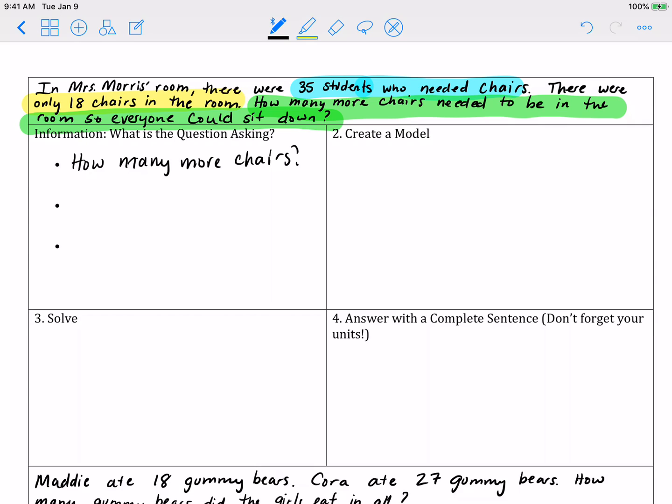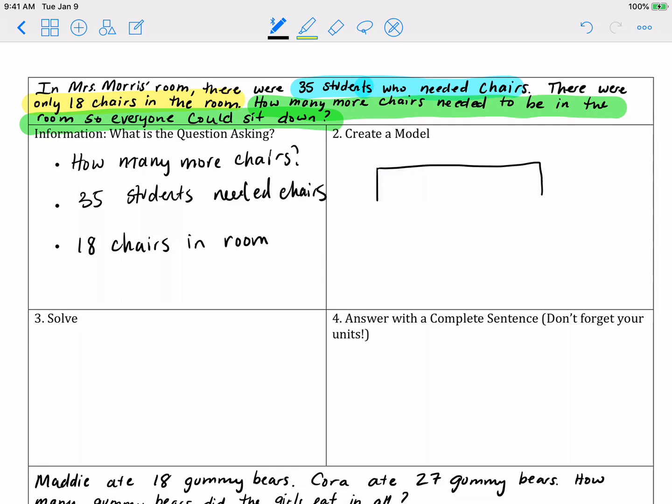Well, what do we know? 35 students needed chairs, and we know that there were 18 chairs in the room. You can make little bullets like this. What do you know? Then we're going to create a model. So you could draw a picture. For this one, we're going to think about it this way.